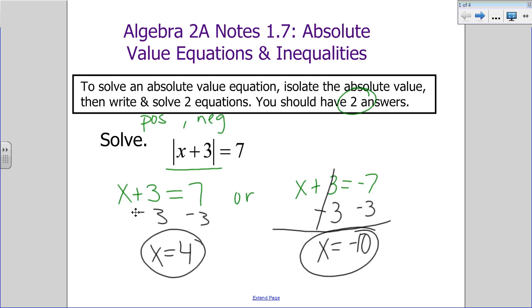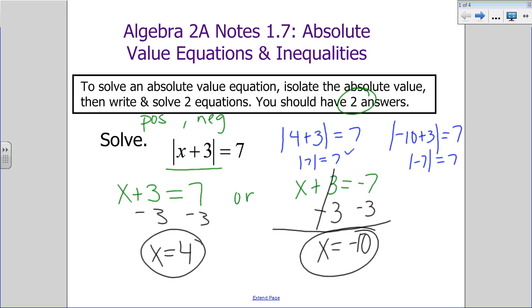Negative 10. Ladies and gentlemen, if you were to check this, if I take 4 and plug it in here, I have 4 plus 3. Does that equal 7? Well, absolute value of 7, is that 7? Yeah. If I check my negative 10, what's negative 10 plus 3? Negative 7. And is the absolute value of negative 7 equal to 7? Yeah. And so both of these answers work, even though one of them is 4 and one of them is negative 10. Okay, guys? So you're going to have two answers.